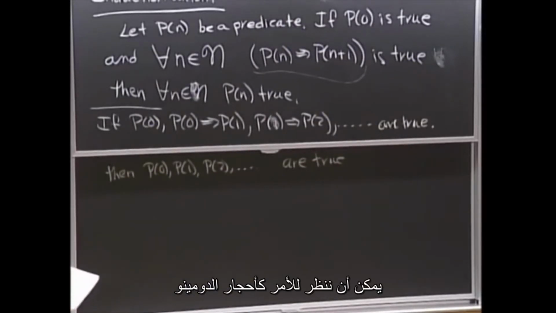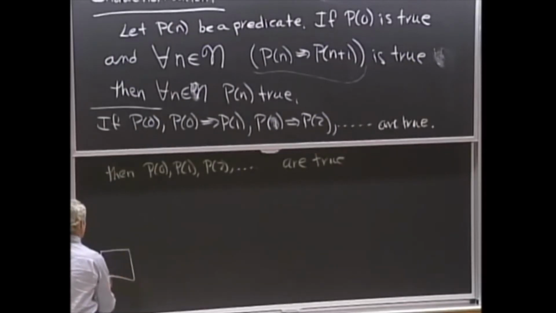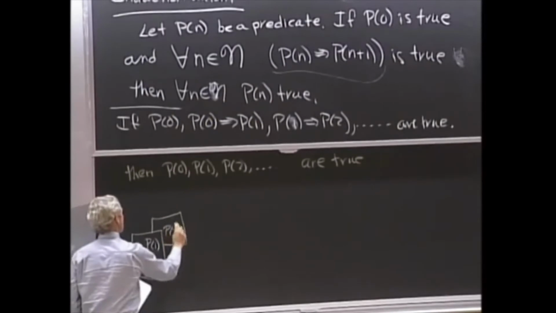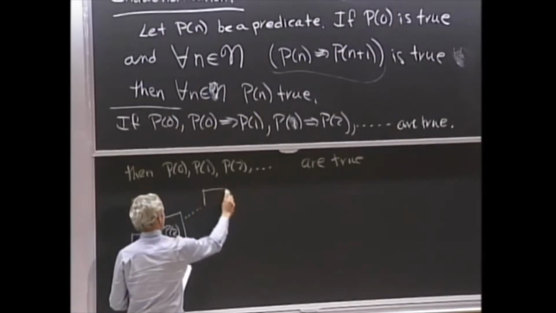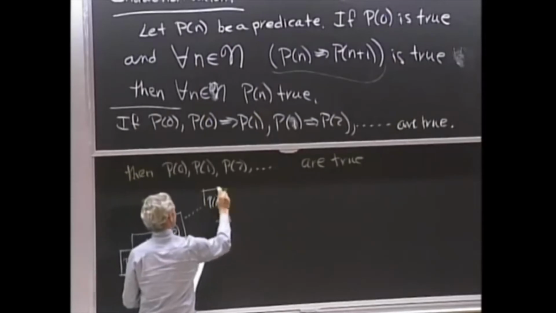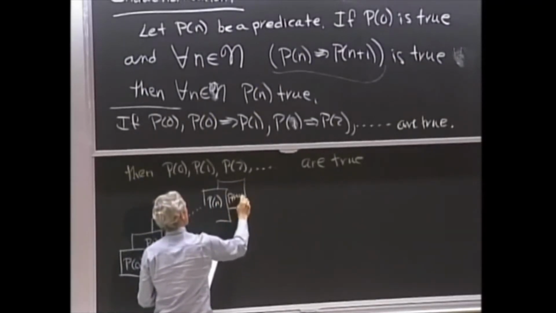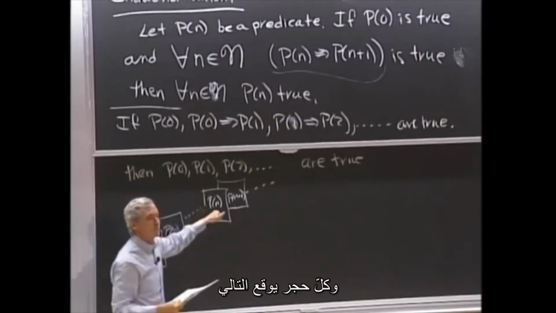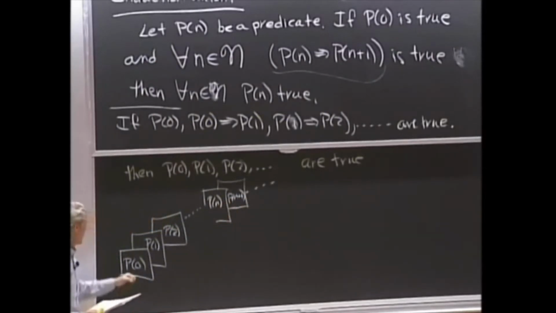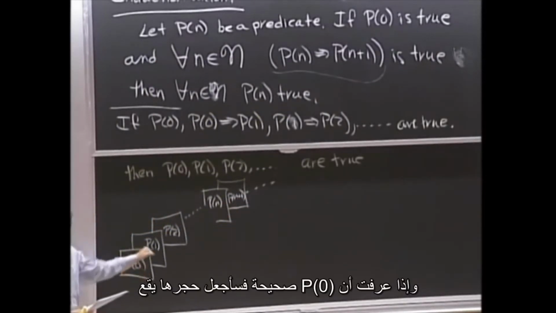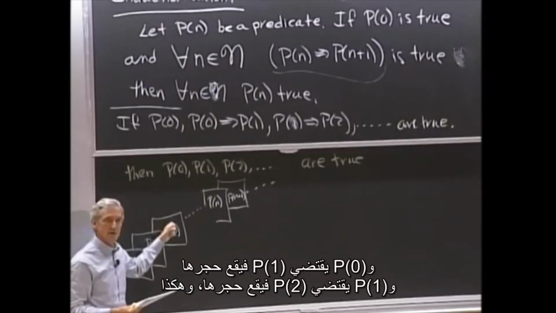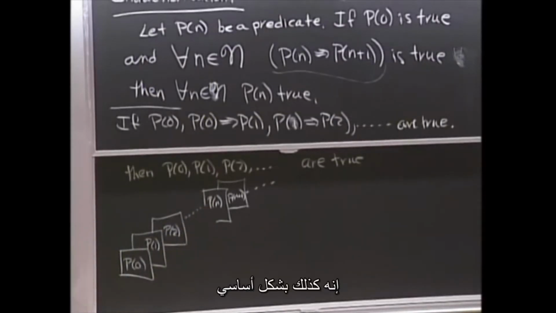You can sort of view this as a series of dominoes. I've got a domino for each n. And each domino knocks over the next in terms of truth. Knocking over corresponds to truth here. If I know P0 is true, that means I knock over P0. P0 implies P1 means P1 goes down. P1 implies P2 means P2 goes down, and so forth. All right, pretty basic.